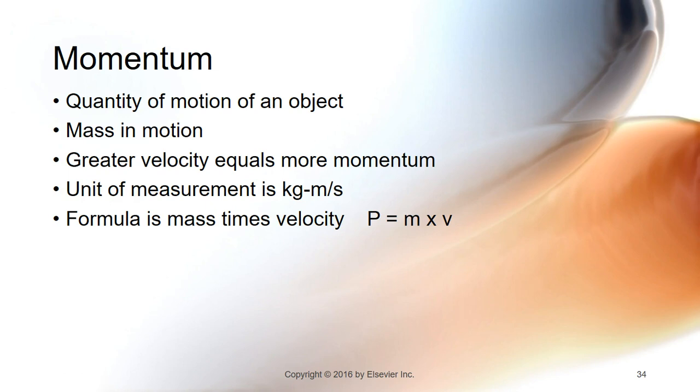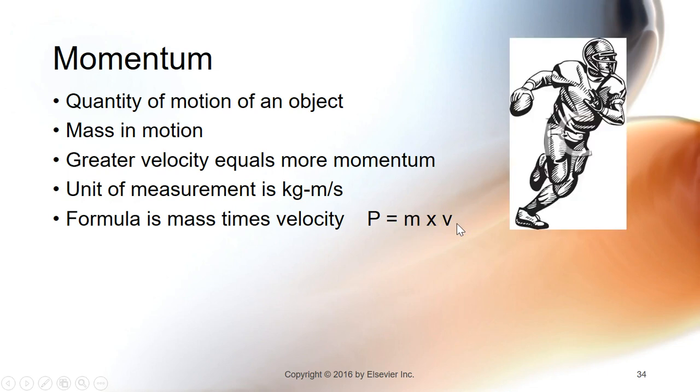Momentum is the quantity of an object in motion, and the greater the velocity of the object, the more momentum it possesses. It's represented by the letter P. I have no idea why, but M was already taken. So P is momentum. This is mass times velocity. If you were thinking about a problem, let's take that quarterback.